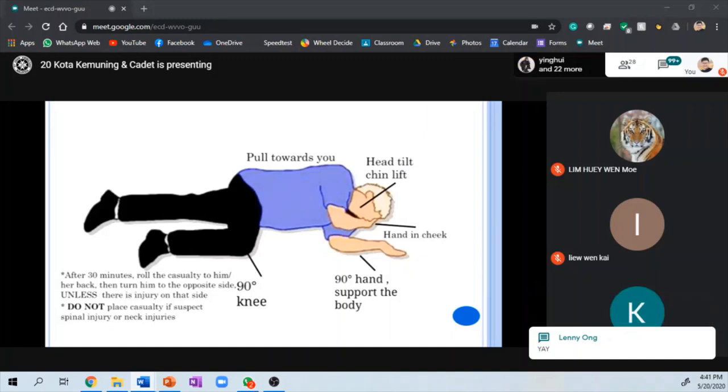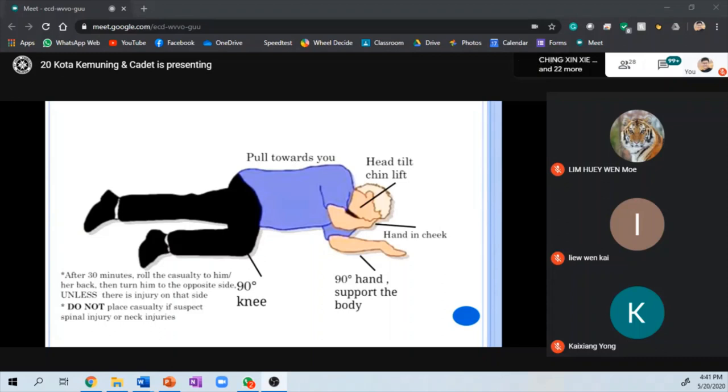Okay. Last tips. Do not put the casualty into this position when there is suspected spinal injury or neck injury. Because when you simply push them, the injury will get worse. Okay? And then the last one is why we need to do the recovery position.